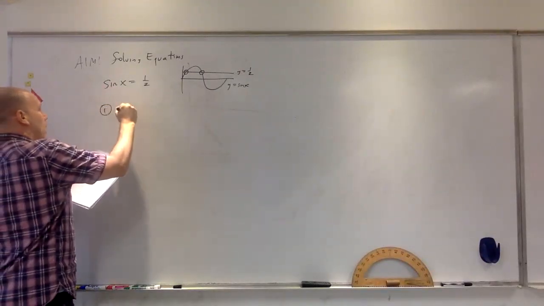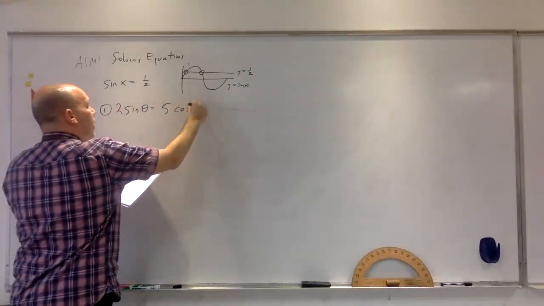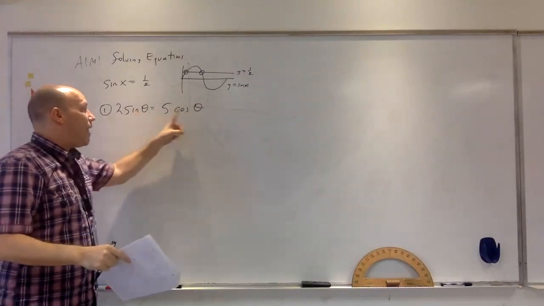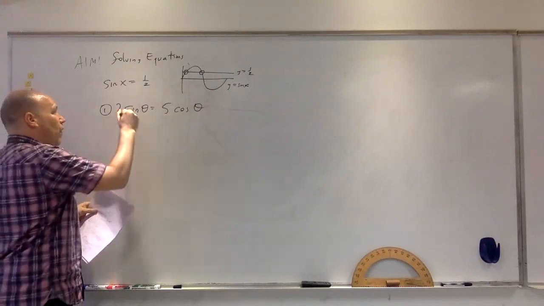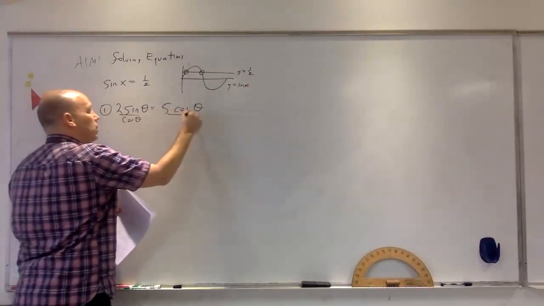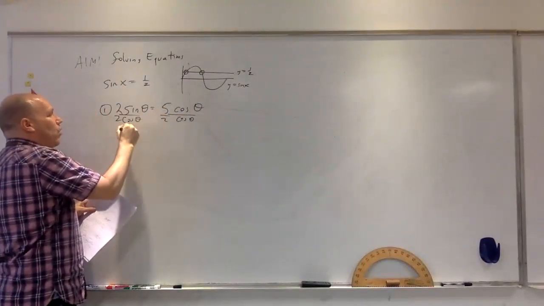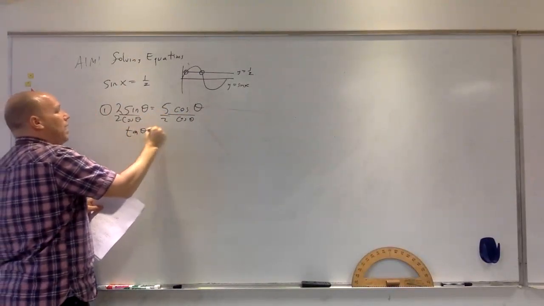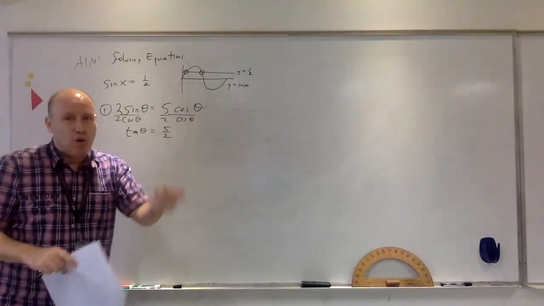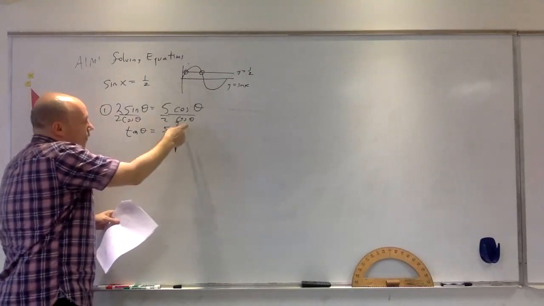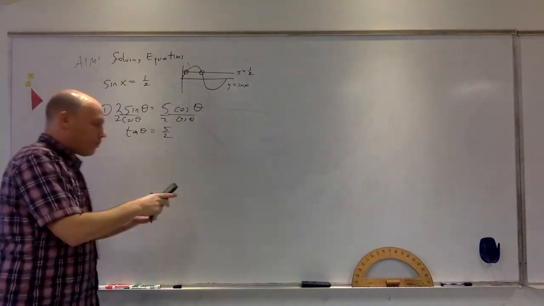Example 1: 2 sine of theta equals 5 cosine of theta. Whenever you have sine on one side and cosine on the other, divide both sides by cosine, and divide both sides by 2, and you end up with a nice equation: tangent of theta equals 5 over 2. You know the tangent is positive in the first and the third quadrants. Find the reference angle, and then find those two angles. It's very straightforward.